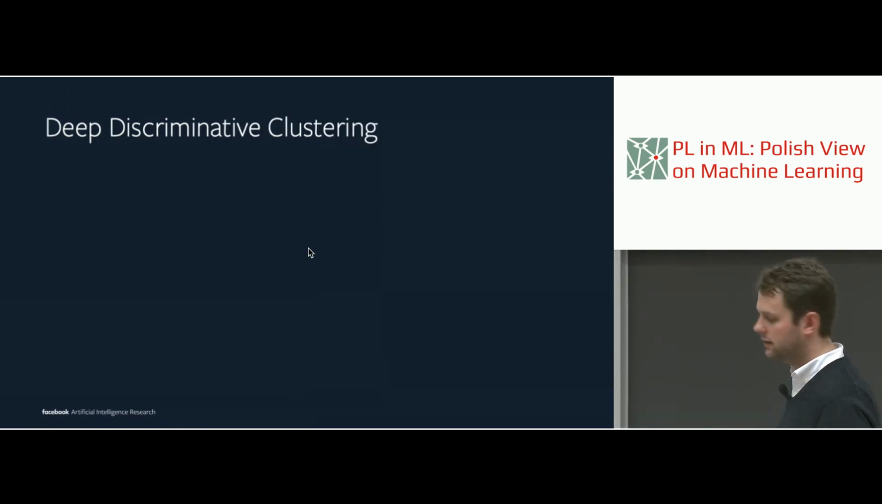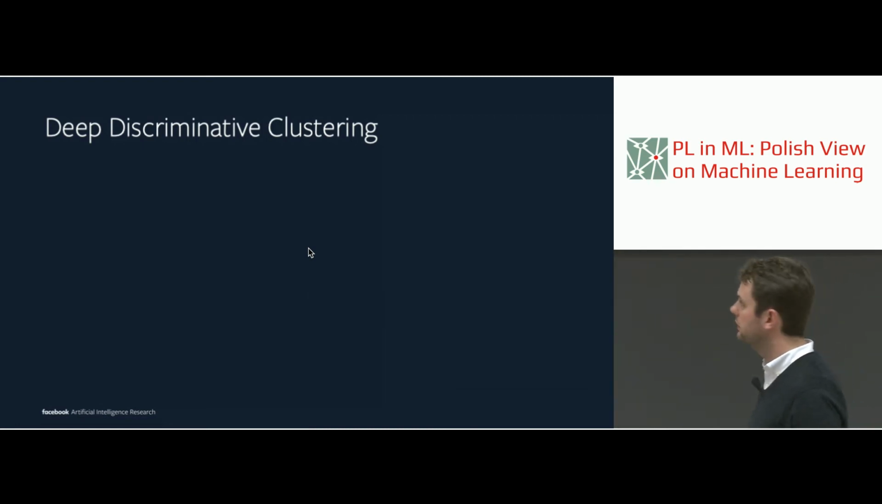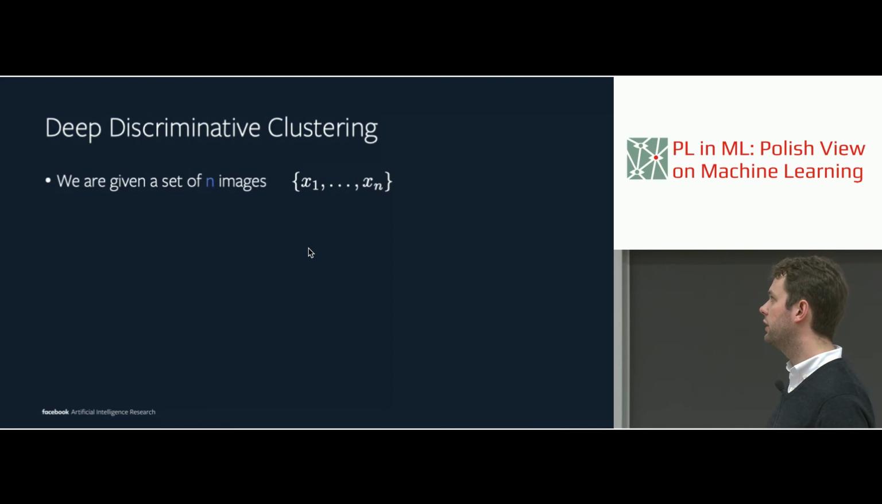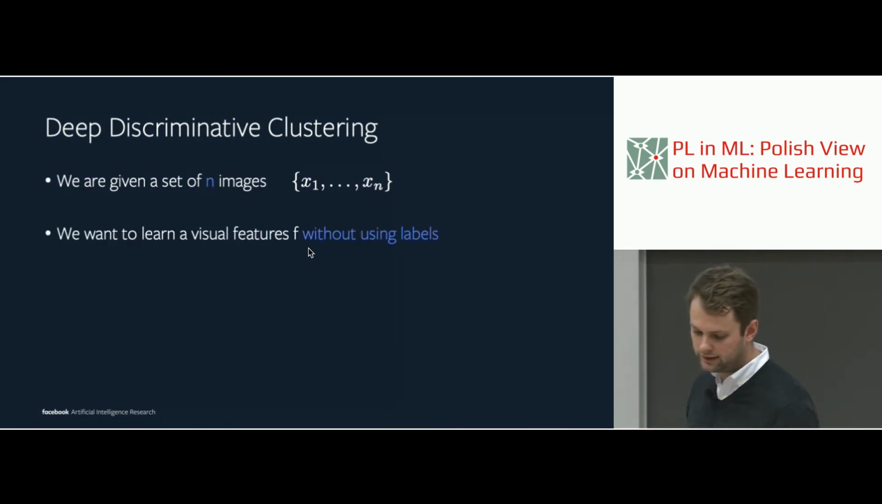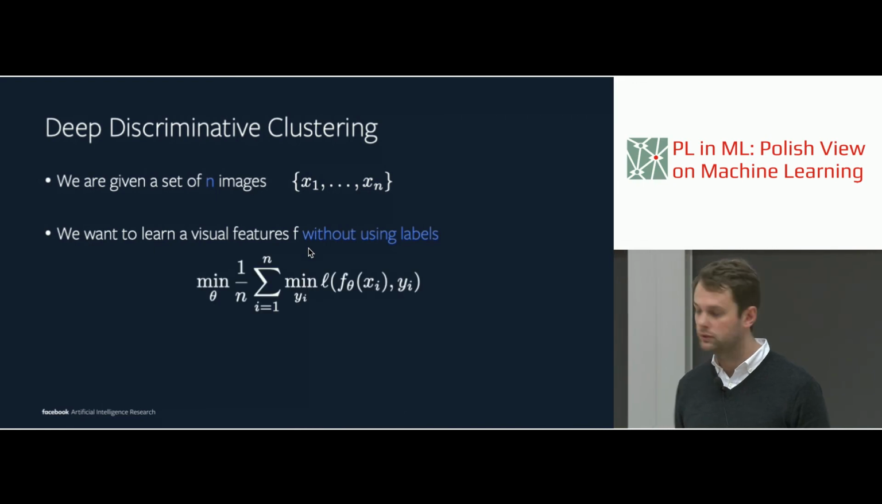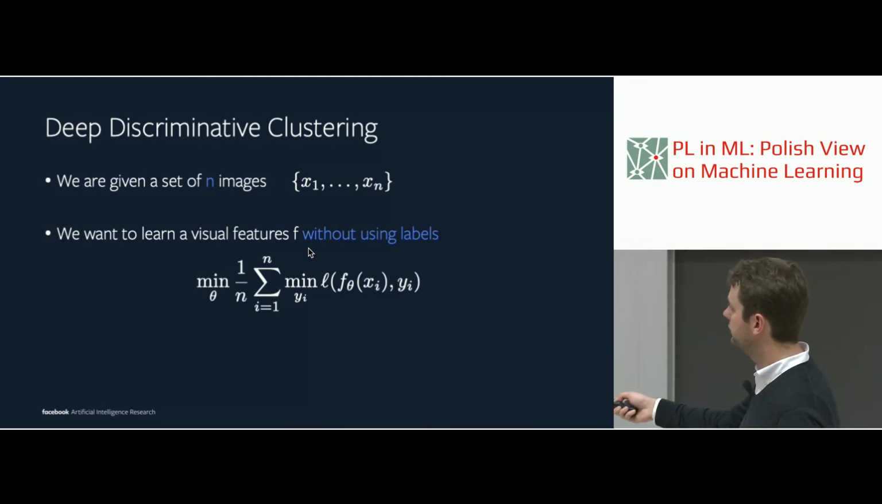So this idea is close to a deep version of what we call discriminative clustering. So what's discriminative clustering? It's a model where if you have n images x1 to xn, you want to learn a function f without using labels. So you write the empirical risk with the loss, but since you don't have a label, you do the minimization with respect to the label also.